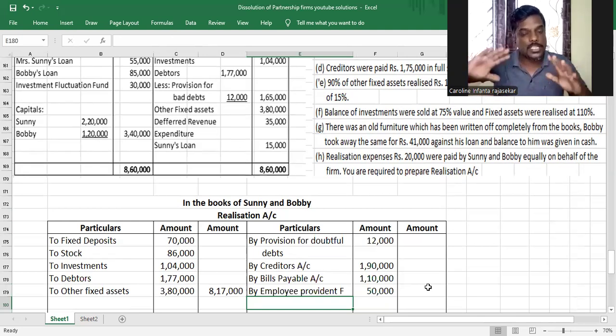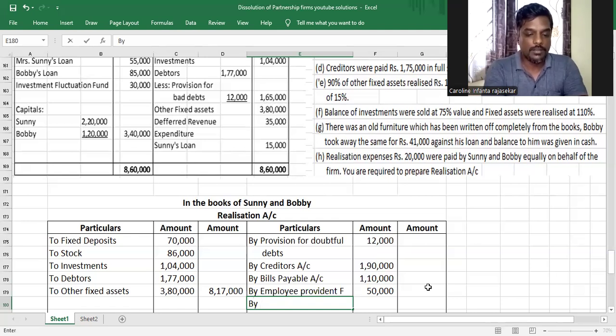Then Mrs. Sunny's loan. Now, Sunny is the partner. Mrs. Sunny, according to law, is a third person to the partnership. A third party. Mrs. Sunny has given loan to the partnership firm. Mr. and Mrs. Sunny might be living together or not. Doesn't matter. When Mrs. Sunny gives loan to the firm, it is a third party liability and it has to be transferred to realization. Let there be no doubt about it. Only partner's loan will not be transferred. Third party loan will be transferred. Understood or not, my dear children?